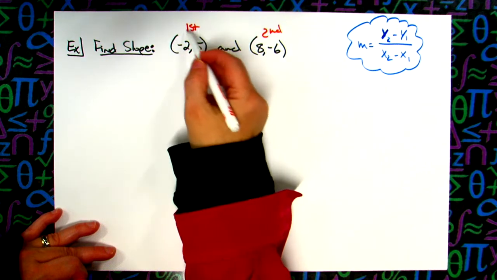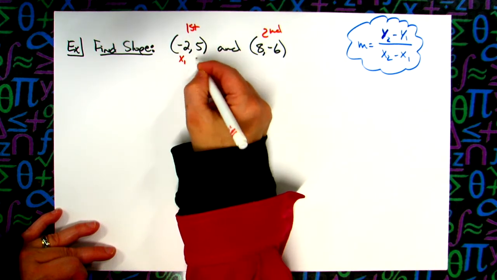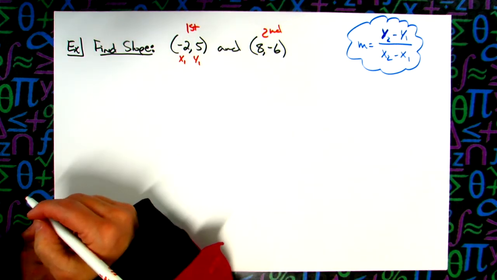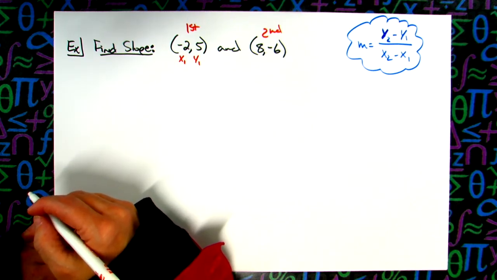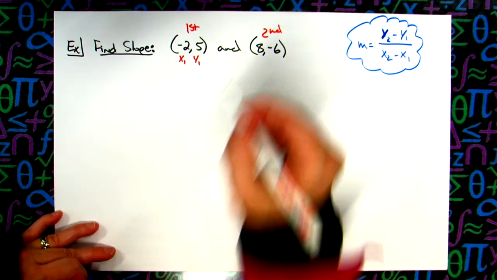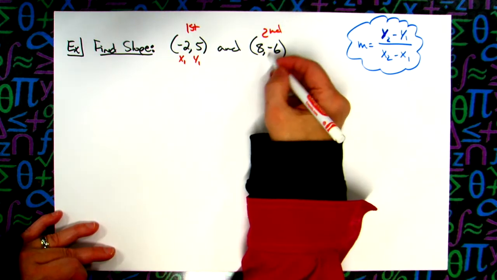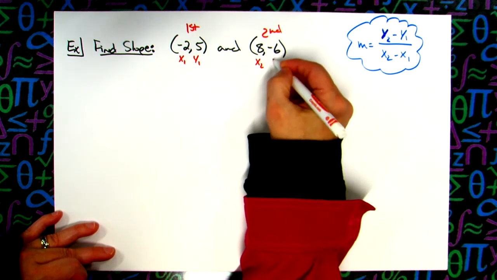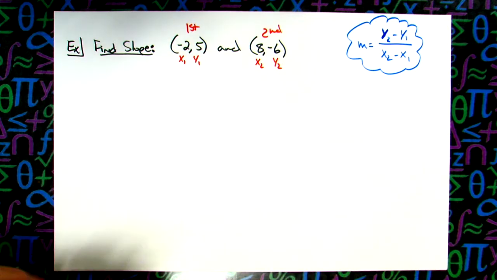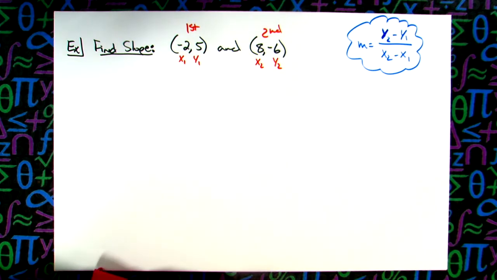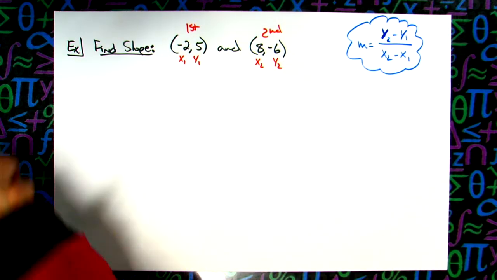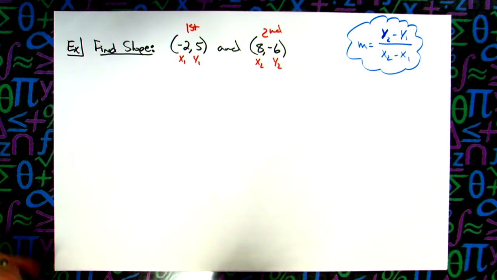If this is my first point, then this is x sub 1 and this is y sub 1. Those subscripts tell you which point it is. The first number is the x coordinate, second number is the y coordinate. This one over here is my second point, so this is x sub 2, this is y sub 2. Initially it may help you to label them, because then when you go to pull the numbers into this formula, you're less likely to make a mistake. Okay, so let's do the math then.